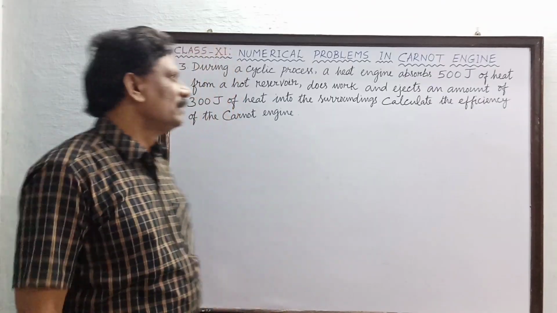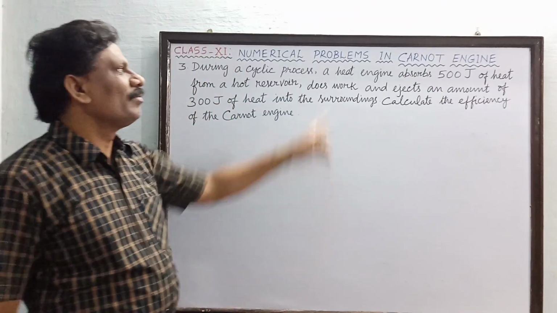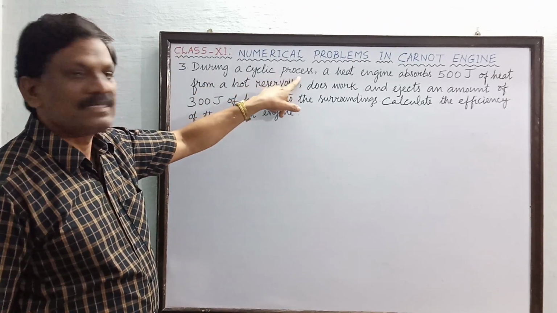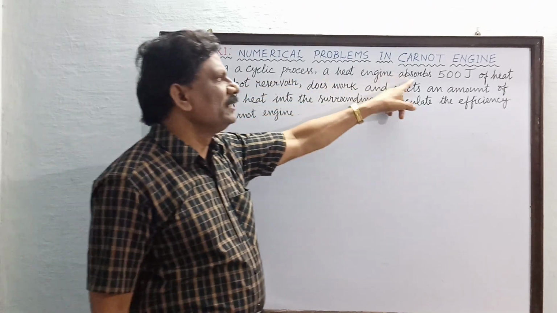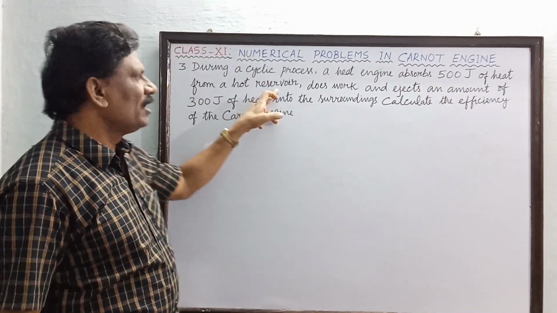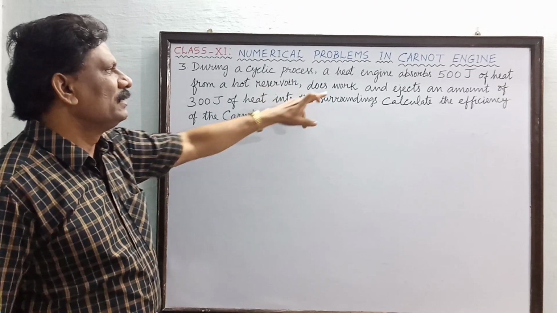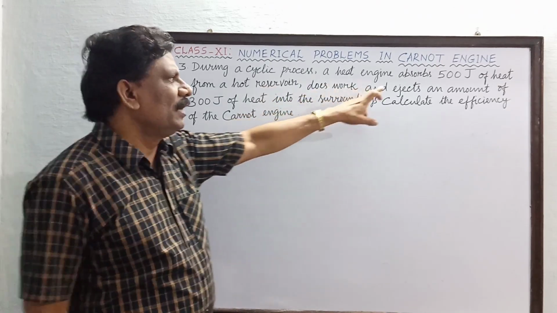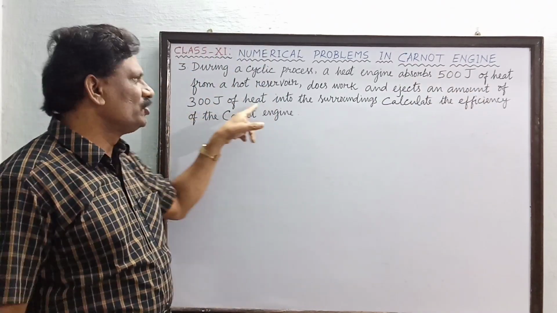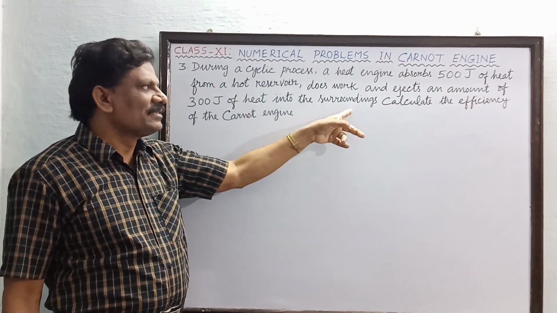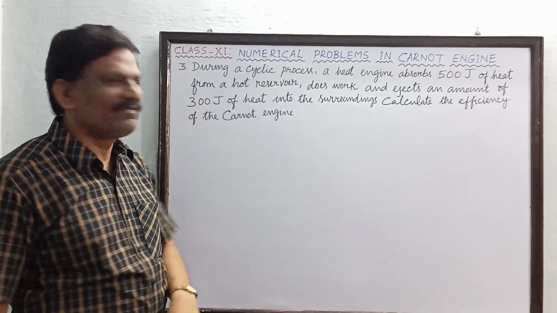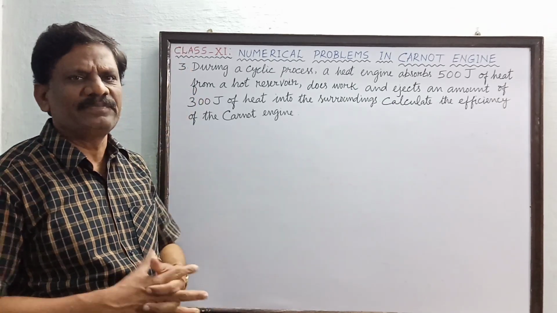Hi students, the third type of problem from a Carnot engine. During a cyclic process, a heat engine absorbs 500 joule of heat from a hot reservoir, does work and then ejects an amount of 300 joule of heat into the surroundings. Calculate the efficiency of the heat engine or Carnot engine. Okay.